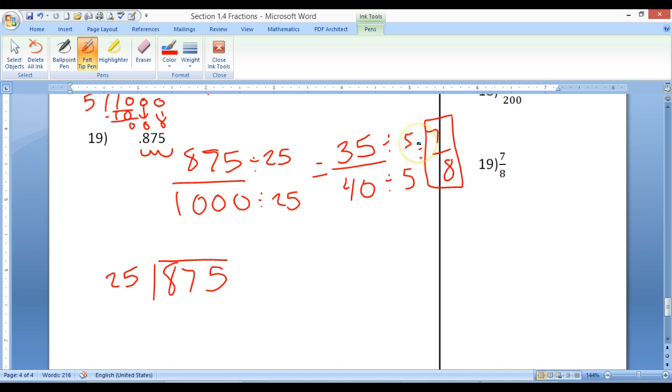Now if you didn't see that, you could have just divided by 5 at first, or whatever you can kind of see for your mental math. You don't have to have it all done right at the beginning and divide them both by 125. Whatever works best for you.